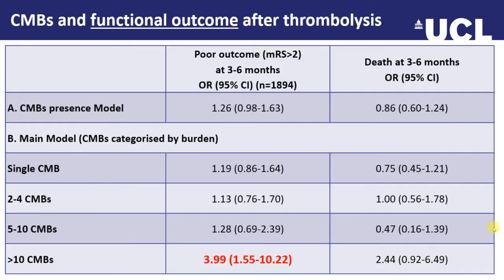So here we see that more than 10 microbleeds is associated with a poor functional outcome at 3 to 6 months, but not with mortality. However, this should not be used to withhold intravenous thrombolysis because these are non-randomized data and subject to bias and confounding.